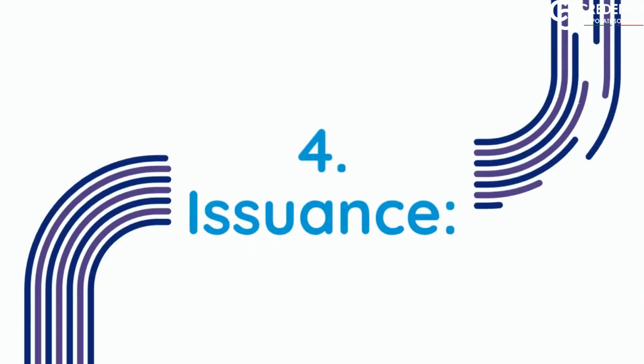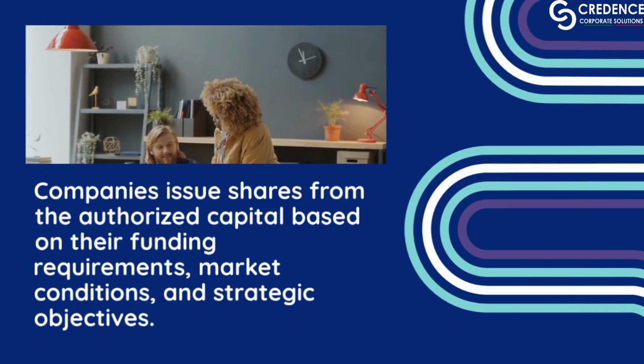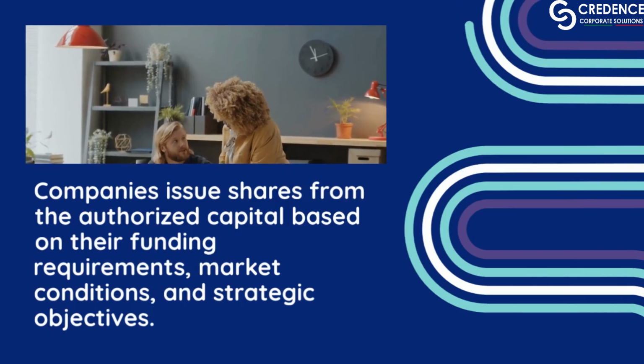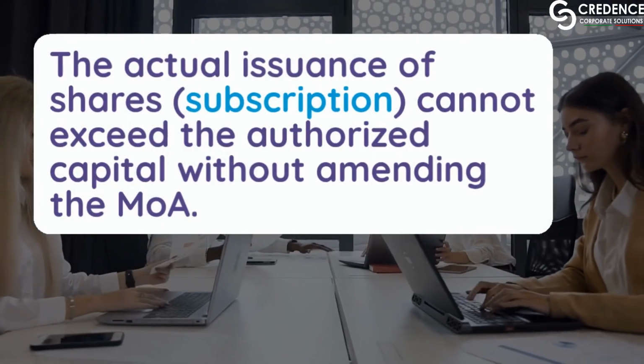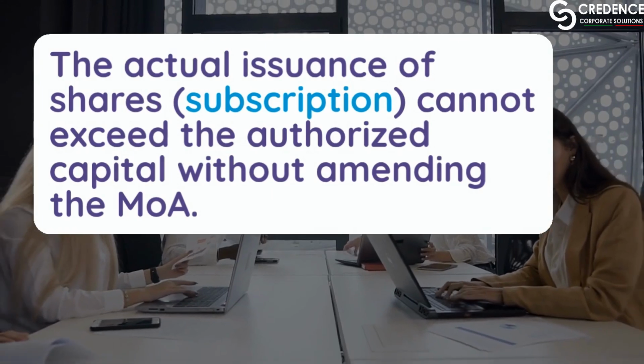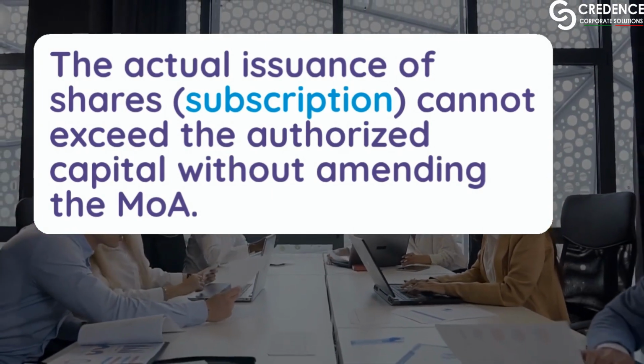4. Issuance. Companies issue shares from the authorized capital based on their funding requirements, market conditions, and strategic objectives. The actual issuance of shares, subscription, cannot exceed the authorized capital without amending the MOA.